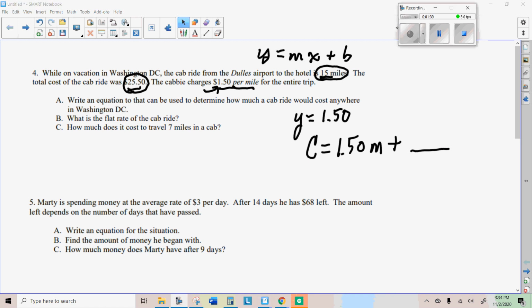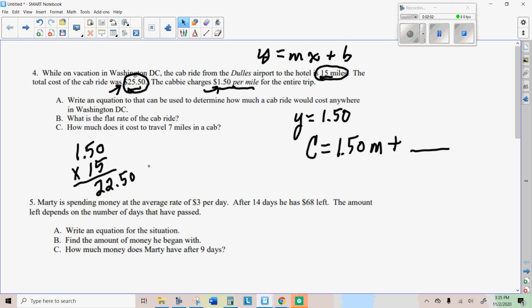All right, if you weren't able to get that, here's what I'm thinking. You would take the $1.50 per mile times the 15 miles they drove to find the mileage cost of this $25.50. So that is $22.50.